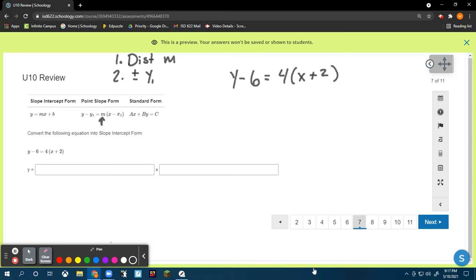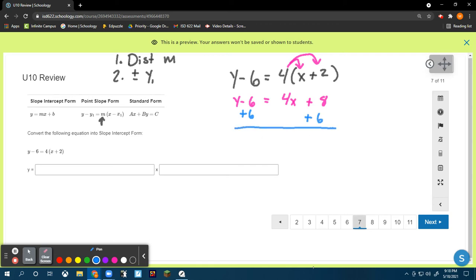So first thing you're going to do is distribute. We're going to distribute that m through the parenthesis. So we're going to get y minus 6, 4 times x, and 4 times positive 2, which is 8. That's step 1. Step 2, add or subtract the y1. Well, we're subtracting it right now, so we've got to add it instead. And we're going to add 6 to both sides.